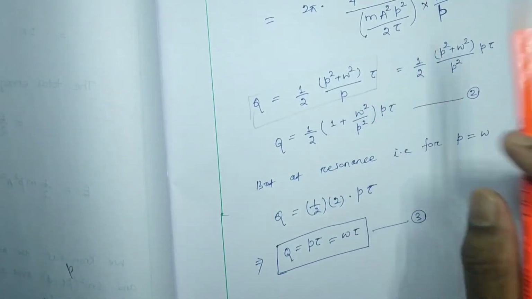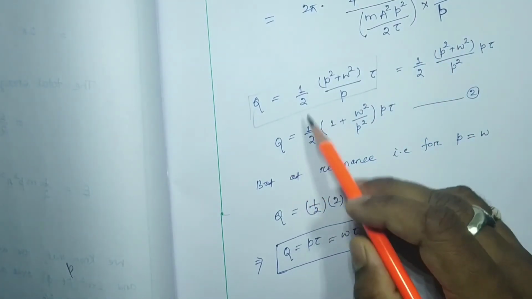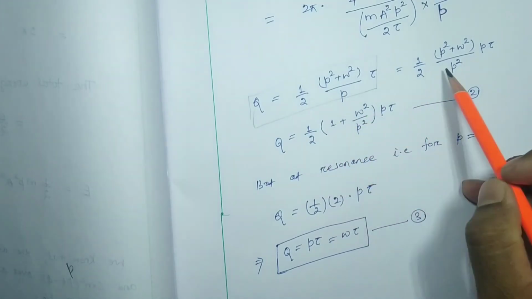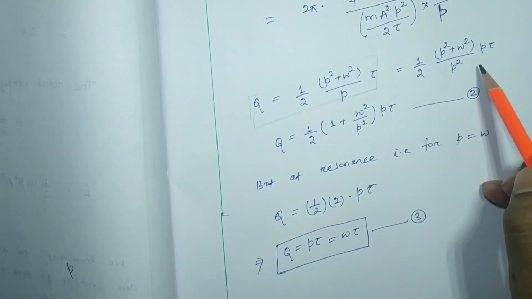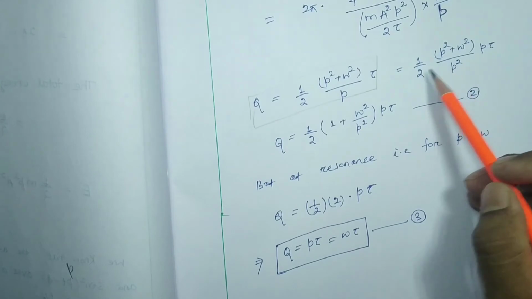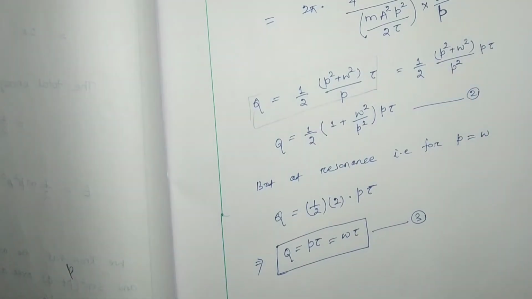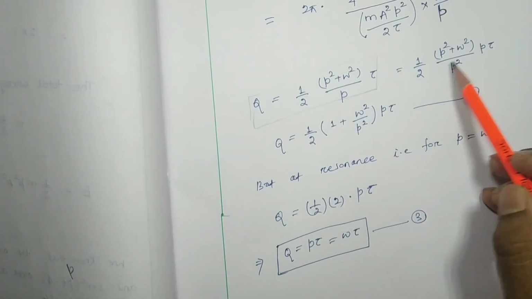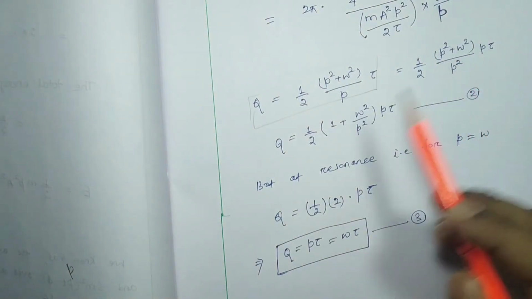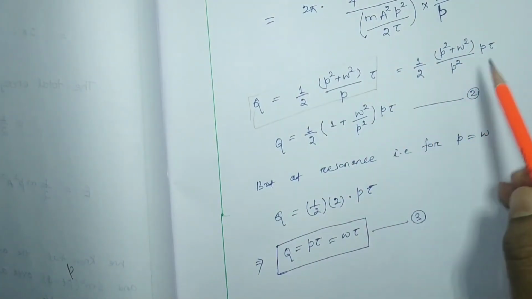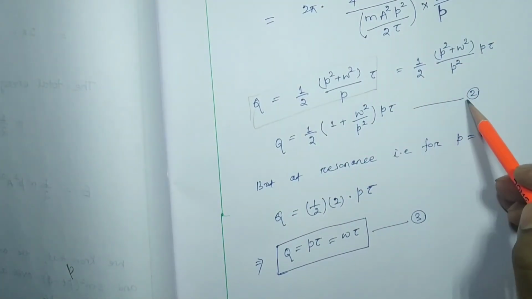This is the different form after simplification, so you can remember this one also for your exam purpose, no issue. So here Q equal to 1 by 2, and this p square is divided into both terms, it will be 1 plus omega square by p square, into p tau. Let it be equation number 2.